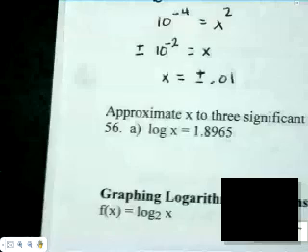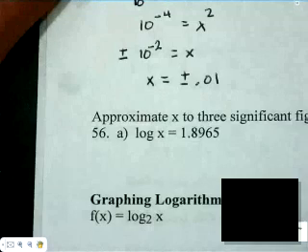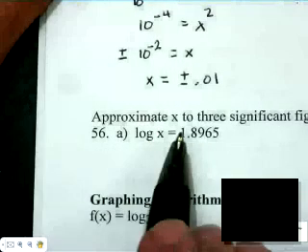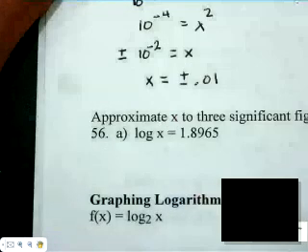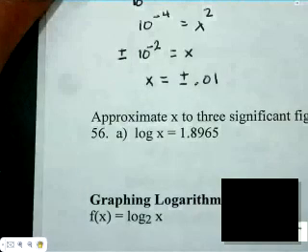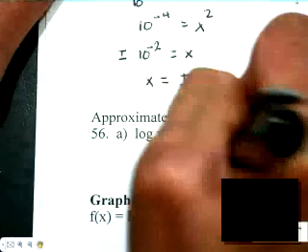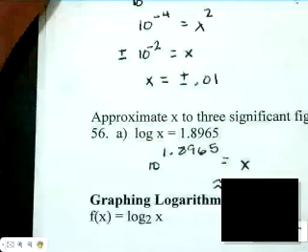56, all I'm going to say is just change those to exponential form and punch them on the calculator. If log base x equals 1.8965, then in exponential form, that would be base what? 10 to the 1.8965 equals x. So just punch that on the calculator and you do the same thing with the C and the F parts.